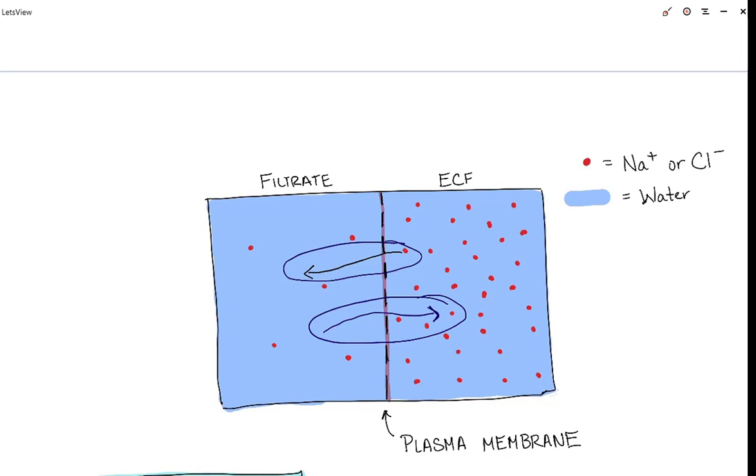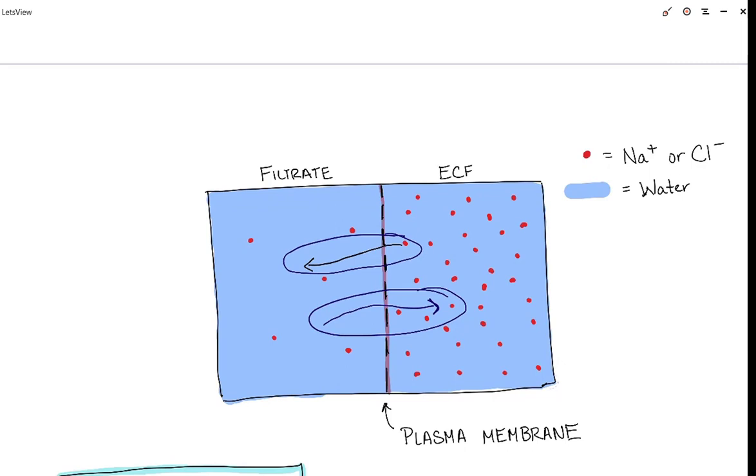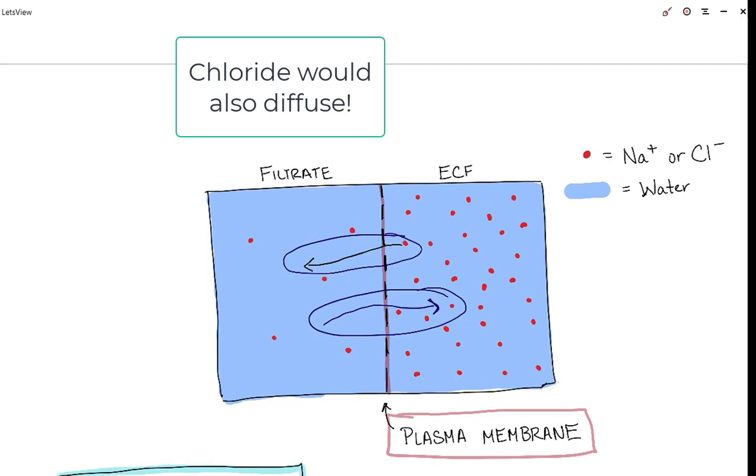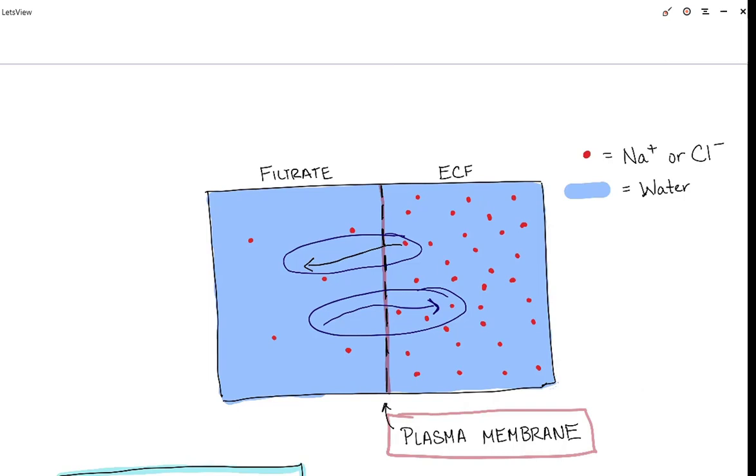Imagine that I take that plasma membrane and I remove all of the aquaporins, load it with cholesterol, and add in a bunch of sodium and chloride channels. What would happen? Only the sodium would move across because that membrane would be very permeable to sodium and very impermeable to water.